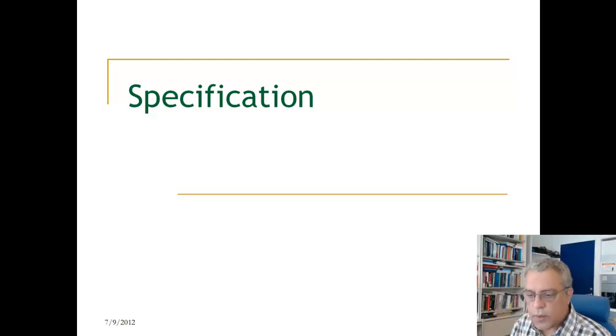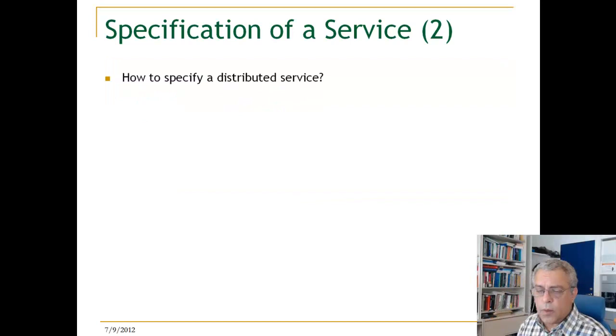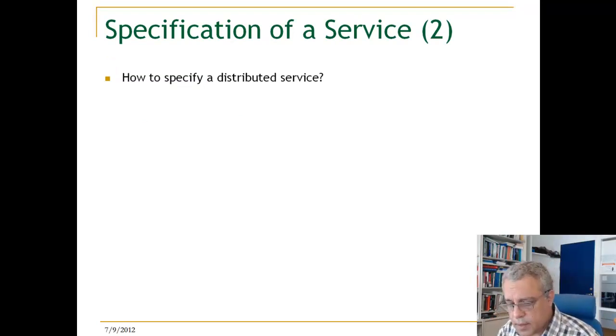We are going to talk about specification of distributed abstractions. So how do we specify a service? This is our question. To do this, we have to distinguish between two parts of a service: a declarative specification of the service and then implementation of that service.